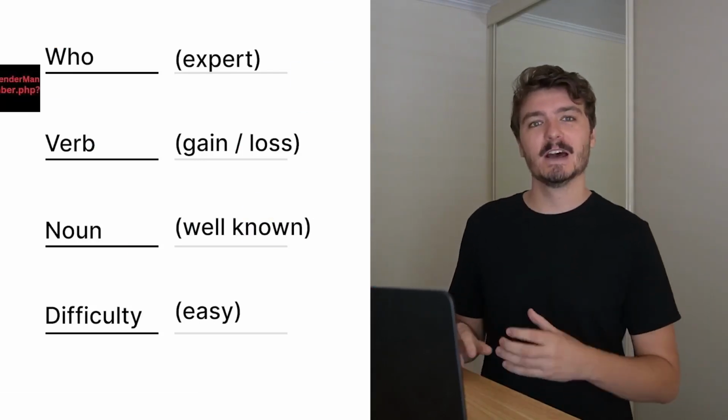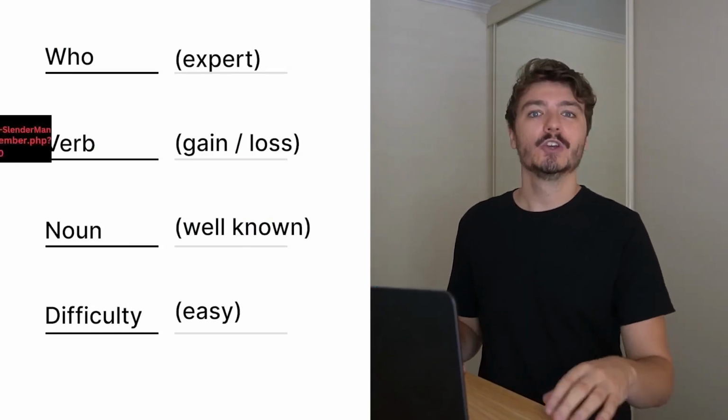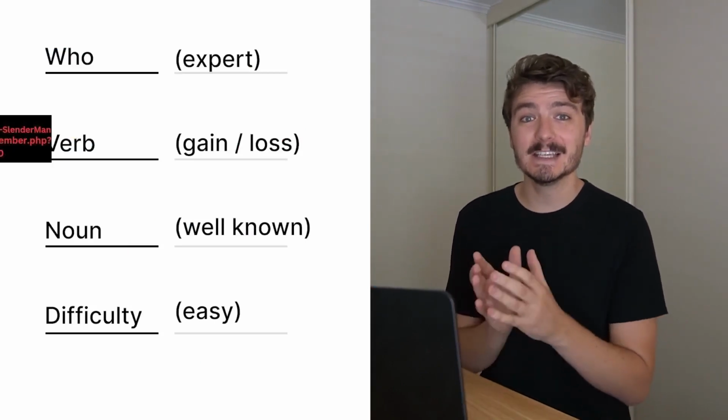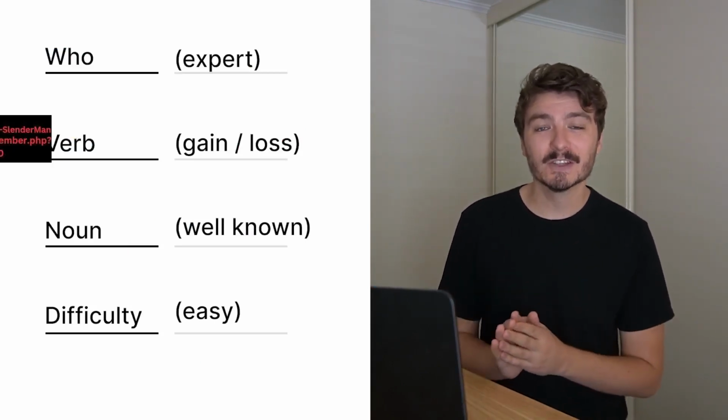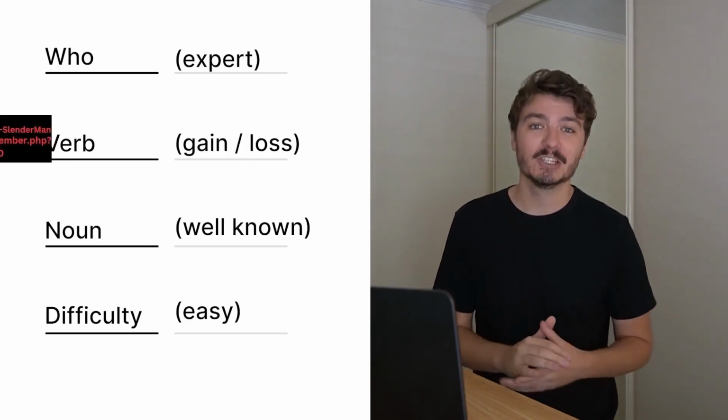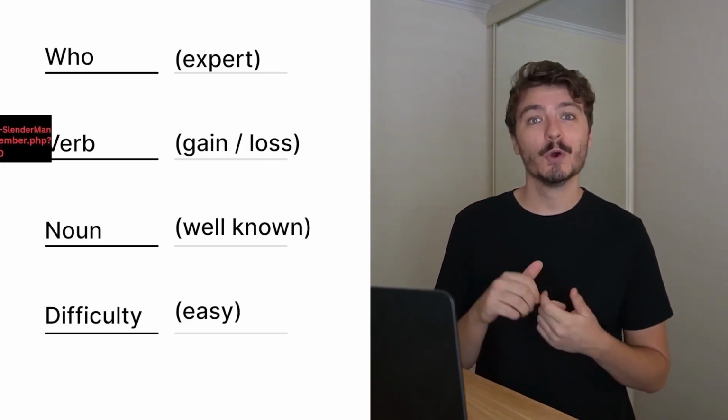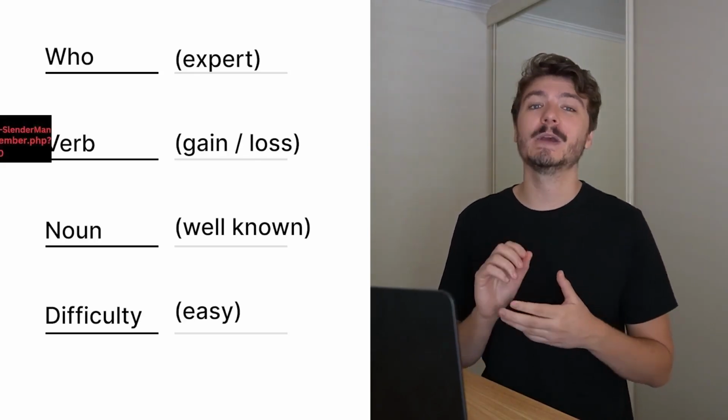And another reason for this is that humans crave instant results, and this comes down to dopamine. We get dopamine releases when we learn something, so the quicker we learn something, the quicker we get that dopamine, which is what we're after. So basically, just to summarize that, for educational videos, you want to make the thing sound as easy as possible to do. All right, so now we have these 4 components for educational videos. We have who, we have verb, we have noun, and we have difficulty.